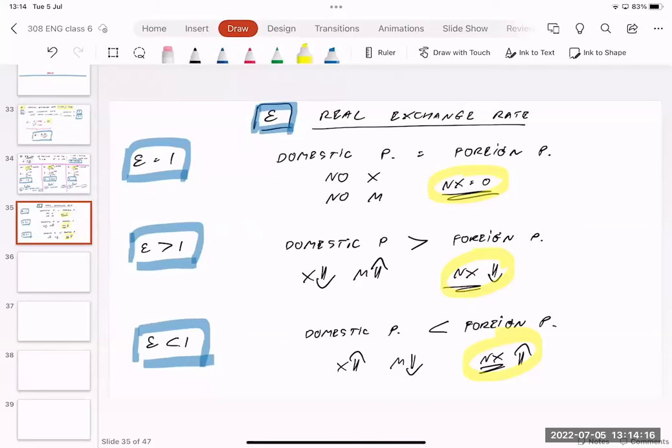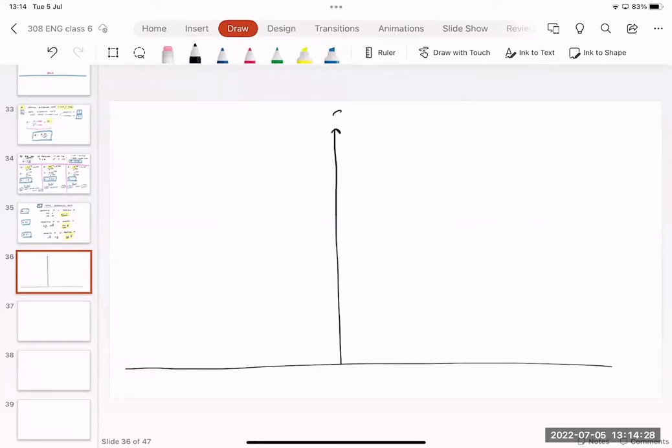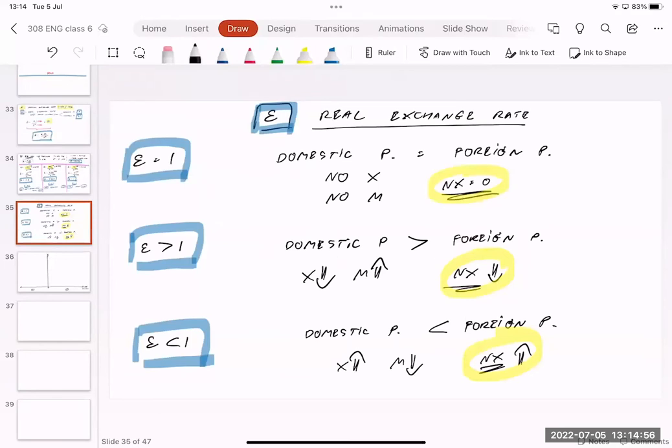Next, we use this knowledge to draw the graph. The graph is going to look like this. On the vertical axis is epsilon, the real exchange rate. In the middle of the horizontal axis is 0. On the horizontal axis is NX, net export, which comes from export minus import. So you can see that on the right area is a positive NX, and on the left area is a negative NX.